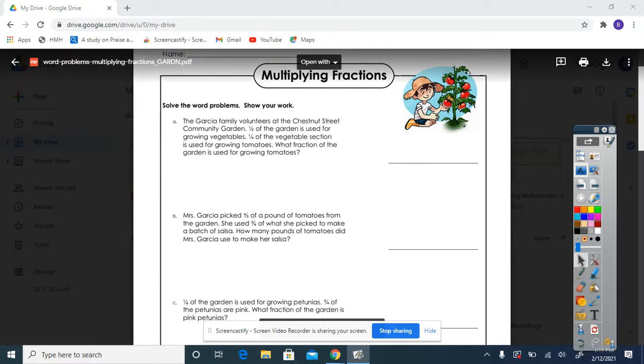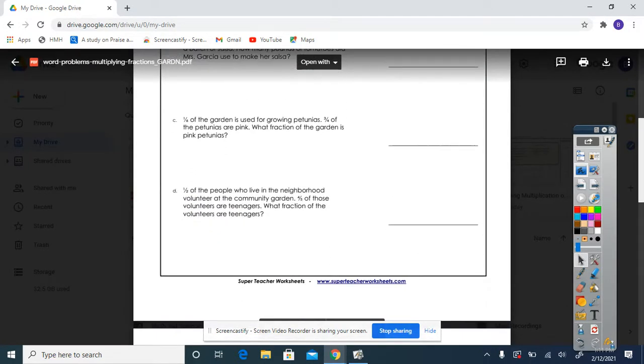So we're going to scroll down just a little bit, look at a couple more problems. 1/6 of the garden is used for growing petunias. 3/4 of the petunias are pink. So you have 1/6 and 1/6 of the petunias are pink. You have 1/6 of the garden is growing petunias, and 3/4 of the 1/6 is pink.